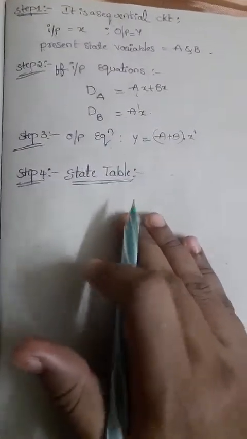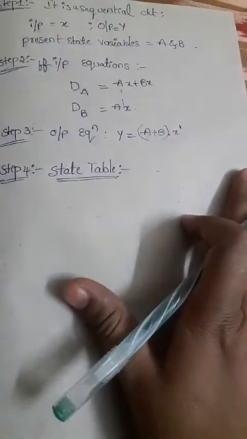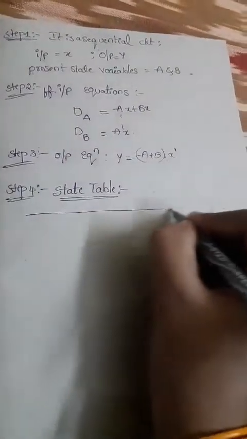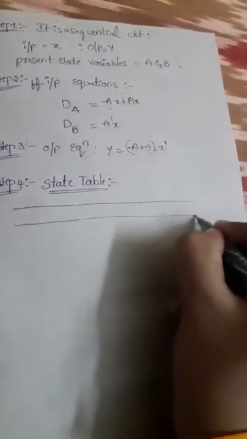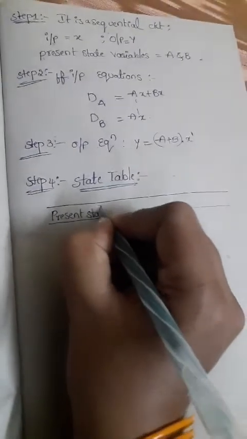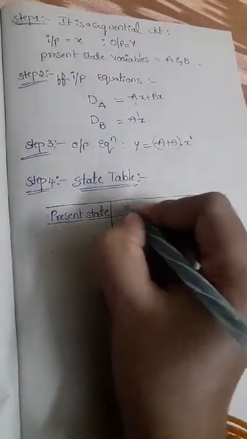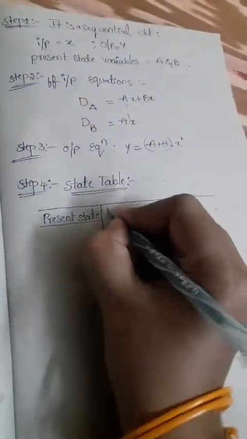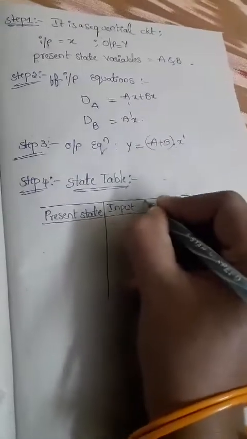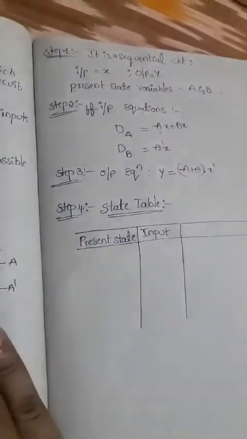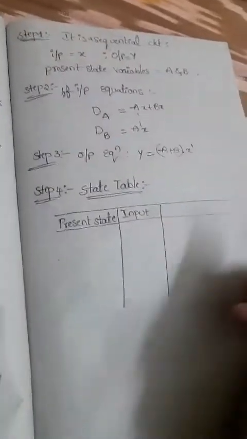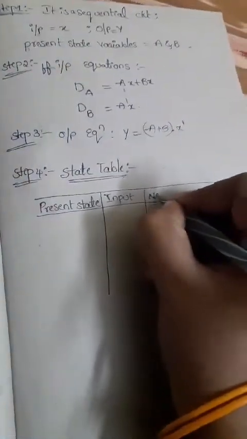A state table is nothing but a table that describes the present state, inputs, next state and output values. So the relation between input and output values is the state table. Here, clearly, the state table will be described as present state, and if you have an input, you can place it here. If you have a present state in the circuit diagram, then it will compulsorily have a next state also.